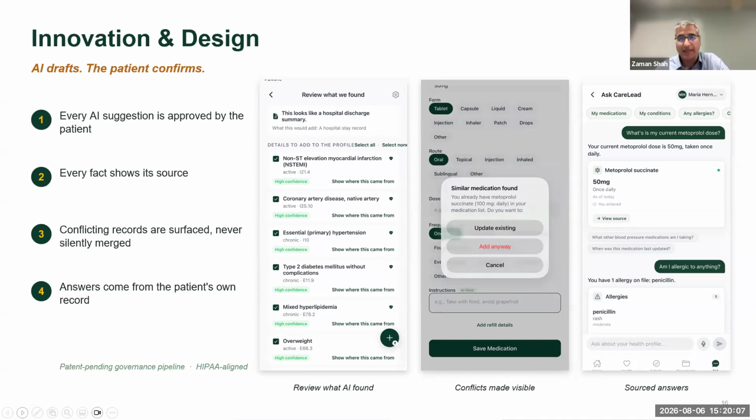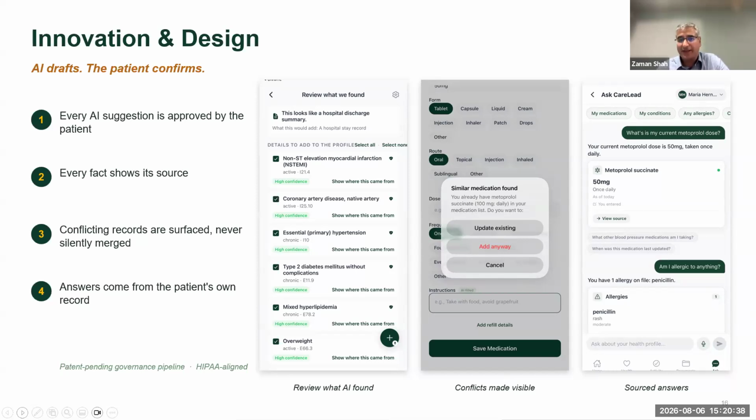The first thing I would say is, if you look at the first screen here from the app itself, anything that the AI reads, whether it's a document, for example a discharge summary in this case, it produces a list of suggestions. Those things are not automatically recorded into your record. It's basically happening only when the patient confirms that it's true and correct.